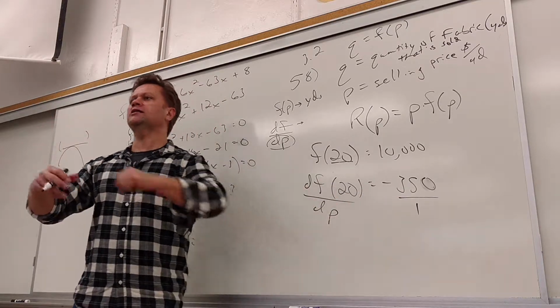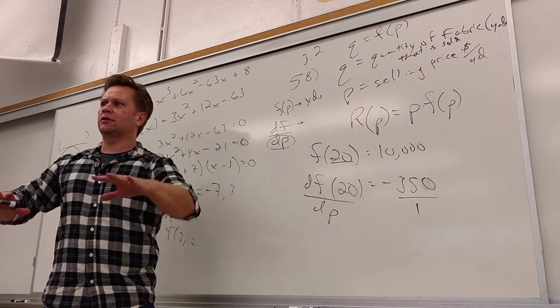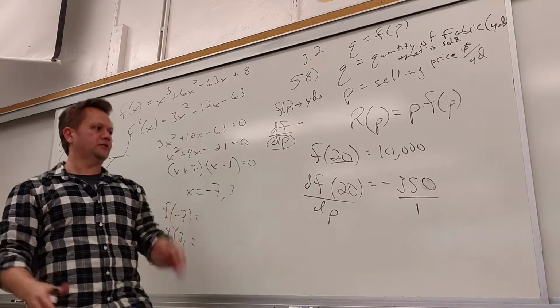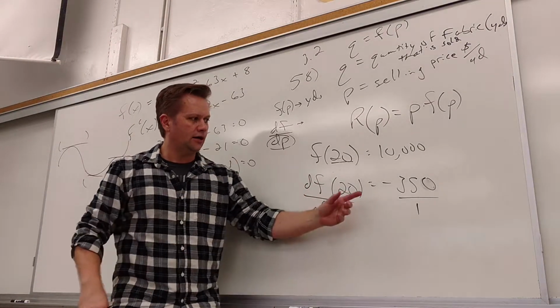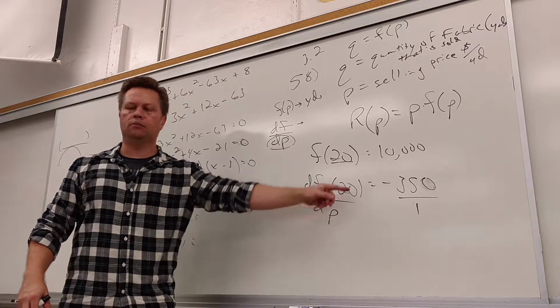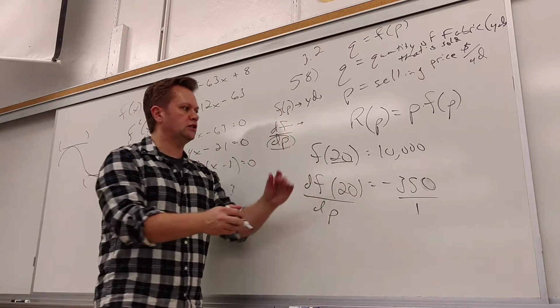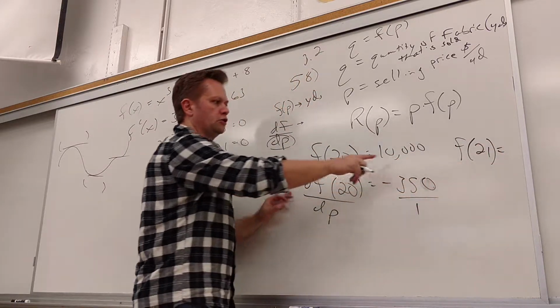350 less. I'm not going to sell negative yards. That'd be really weird. Sorry. So the change in the amount that I'm selling would be down by 350. So what would you estimate? How much would you estimate I would sell at 21? What would you estimate that to be?